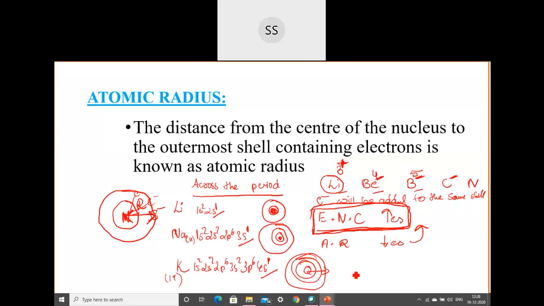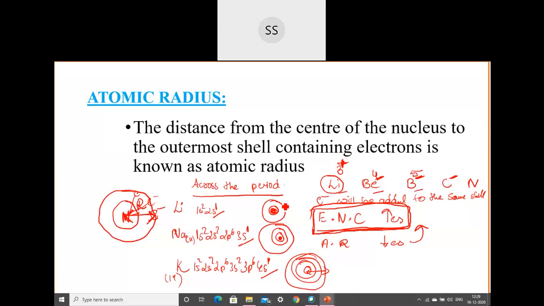So you can see that as the shell increases, the distance is also increasing. When you are adding electrons to the different shell, you see that the atomic radius increases. You can directly give atomic radius increases, but you have to justify why the atomic radius increases.